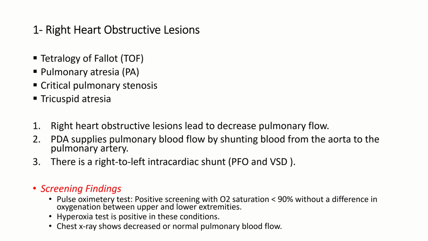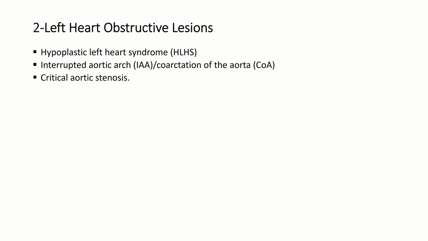This is the first group. The second group will be the opposite side, the left heart obstructive lesion. It could be hypoplastic left heart syndrome, interrupted aortic arch, critical coarctation, and critical aortic stenosis.